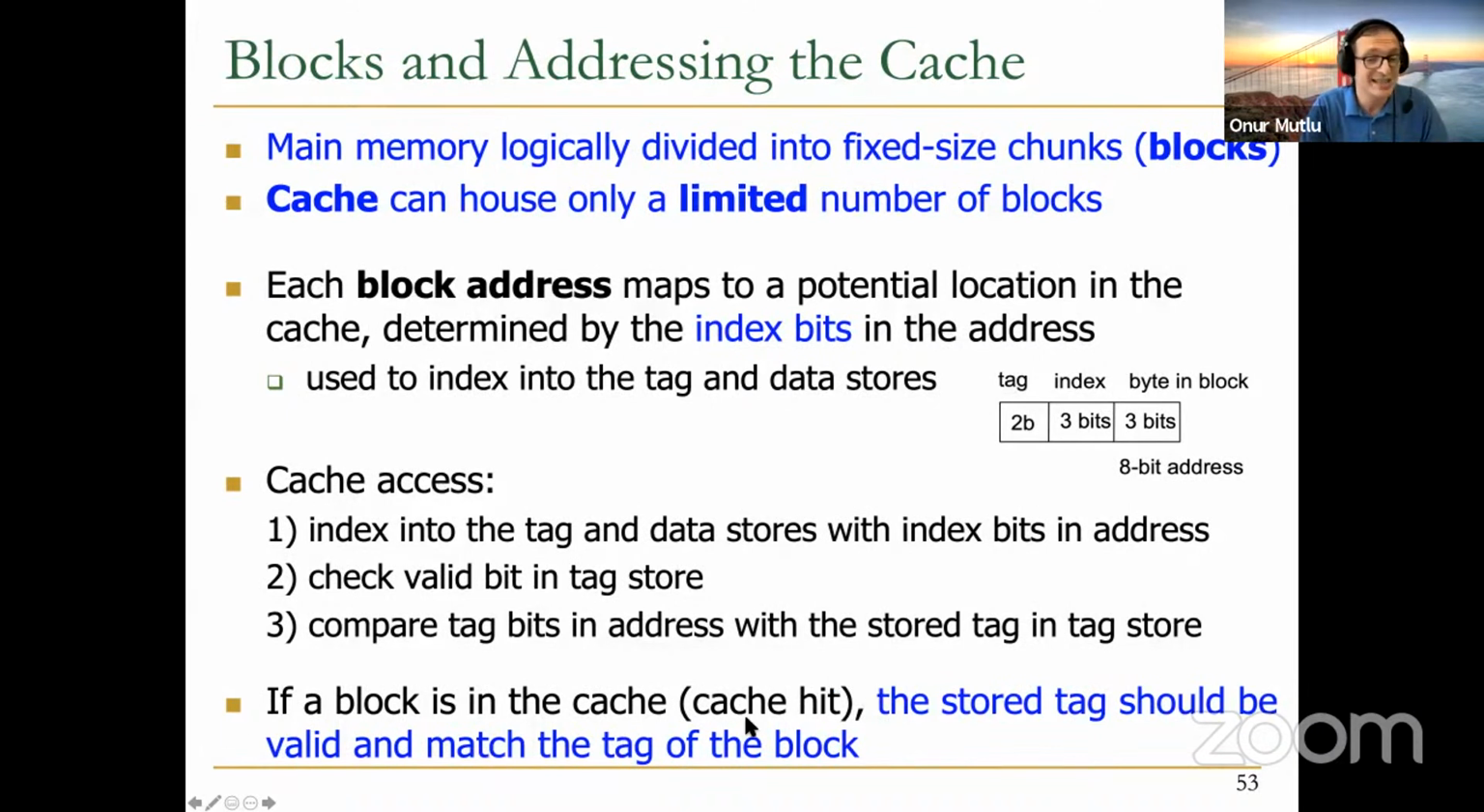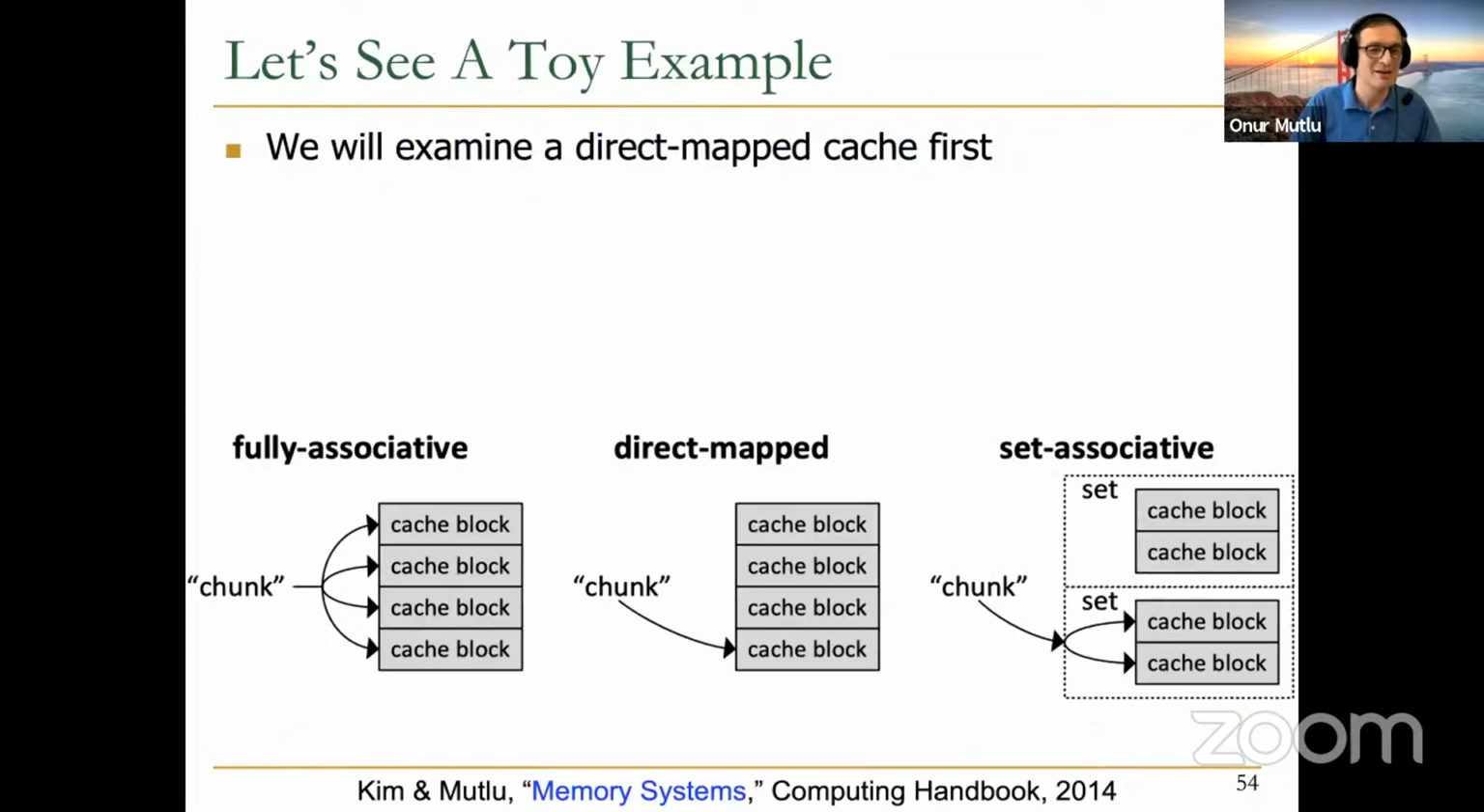Basically, if a block is in the cache, the stored tag should be valid and match the tag of the block, which means that earlier the processor should have brought the block into the cache, and set the valid bit and the tag bits at the appropriate index. Okay, so hopefully this makes sense. Now let's go into an example.